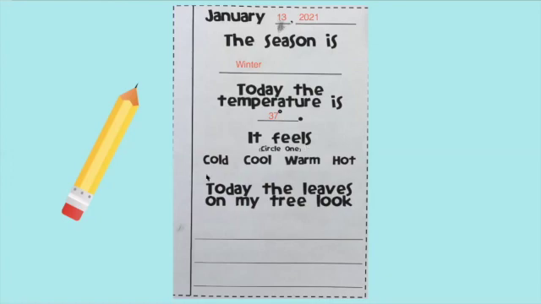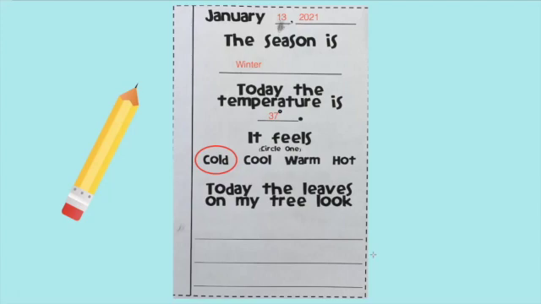Next, we need to circle how it feels outside. It feels cold, cool, warm, or hot. How does it feel outside today? It feels cold. Go ahead and circle the word cold. Last part on our information page, it says, today the leaves on my tree look. Can we finish that sentence right now? Today the leaves on my tree look.